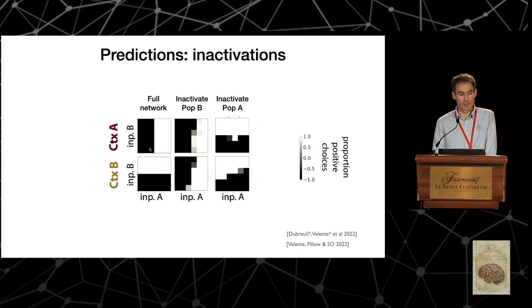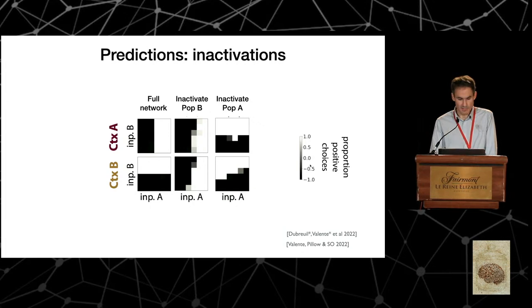And so this is a full network, and we see that it does the context-dependent task. So in one context, it decides as a function of input A. In the other context, it decides as a function of input B. And now inactivating population B, for example, removes this context-dependent behavior. So we see that the network actually only integrates input A. And oppositely, if we inactivate the other population, the network integrates only input B. Okay, so this is the kind of prediction that we can test, also in full rank networks, so in any network, and perhaps one day in experiments.